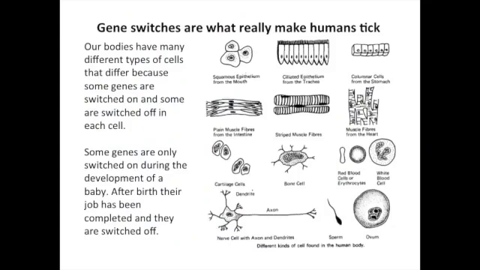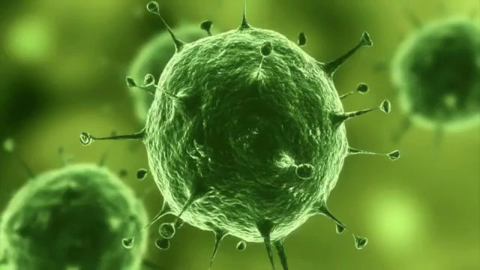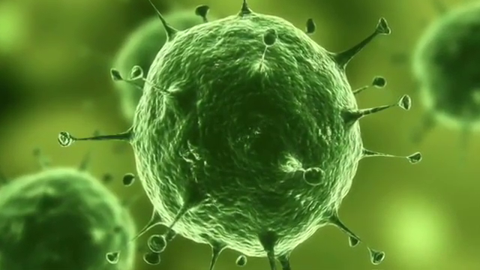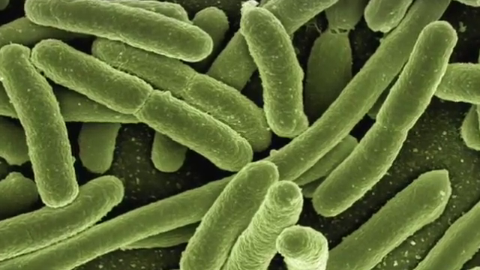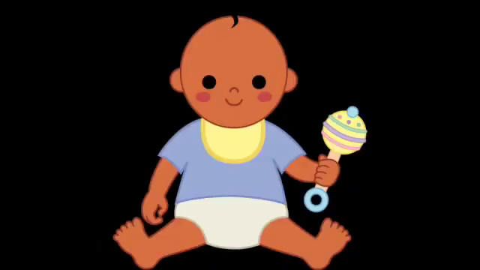Our bodies have many different types of cells that differ because some genes are switched on and some are switched off in each cell. Some genes are only switched on during development of a baby. After birth, their job has been completed and they're switched off.